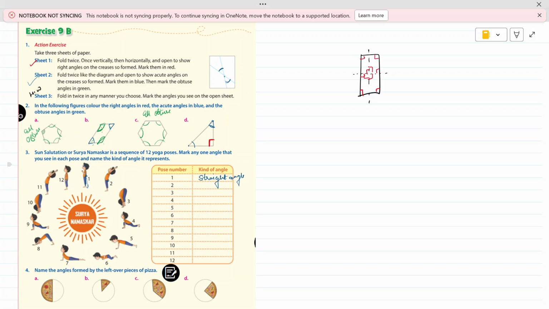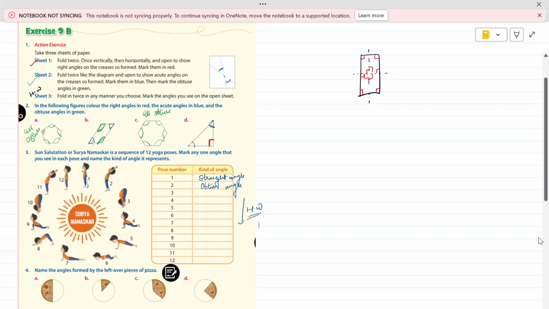Now coming to second, this is one part and this is second part, more than 90 degree. So which angle is this? This is obtuse angle. Okay, this is very easy. Now you know what the different types of angles are and how we have to identify them. So rest of it I am marking as a homework for you.